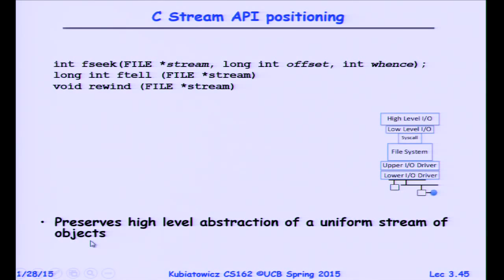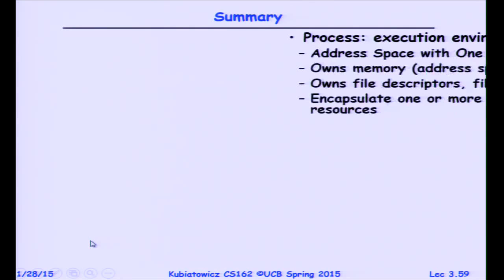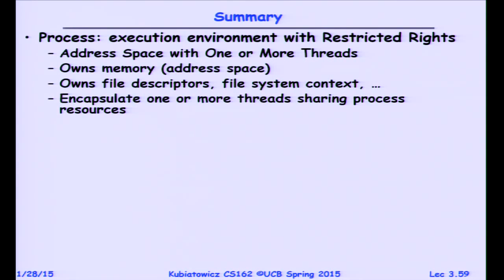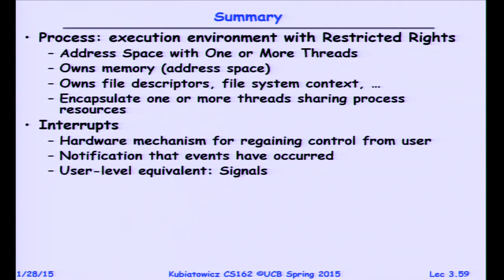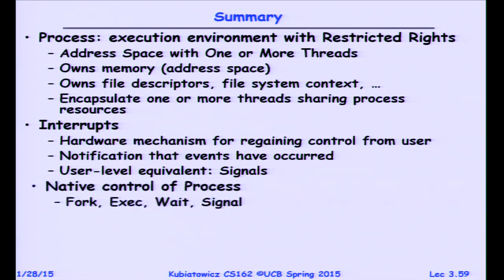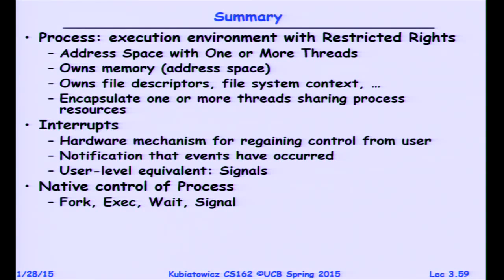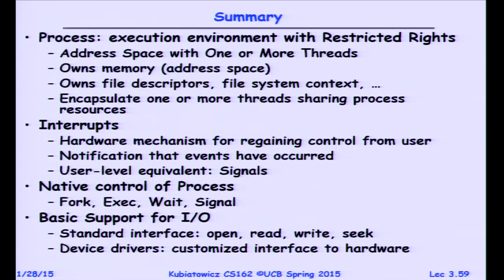Okay. So, in conclusion, we finished up really pushing on processes, which is, again, the container. A process is an execution environment with restricted rights. It has an address space and one or more threads. Try to keep that in your mind. We talked a bit about interrupts, which is a hardware mechanism for regaining control from the user. And we talked about native control of processes: fork, exec, wait, signal. And we started talking about basic I/O. We're going to pick that up next time.